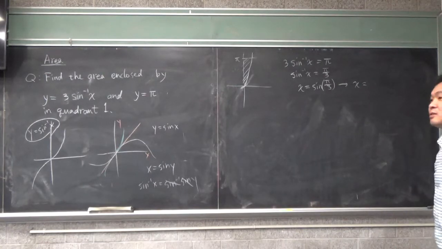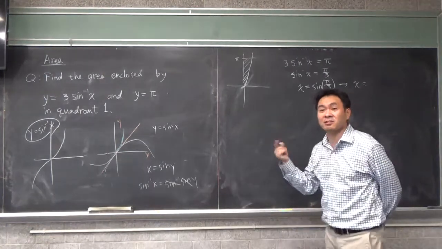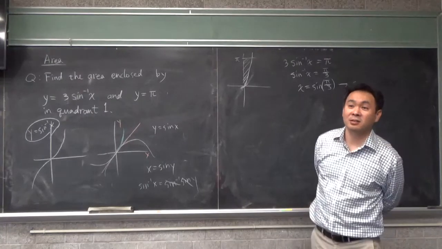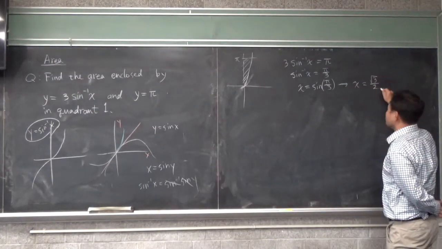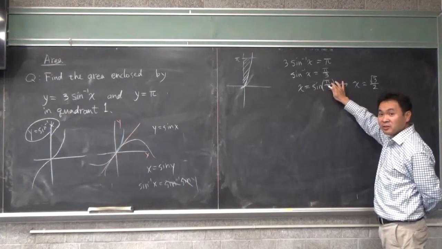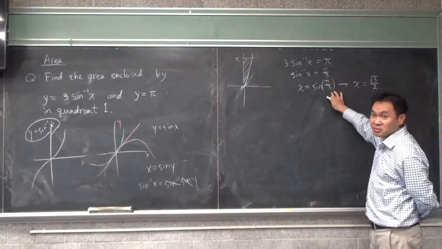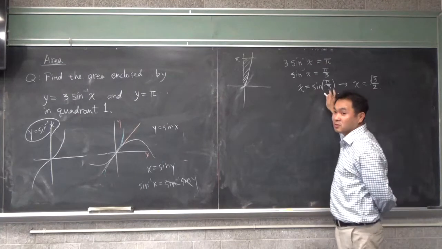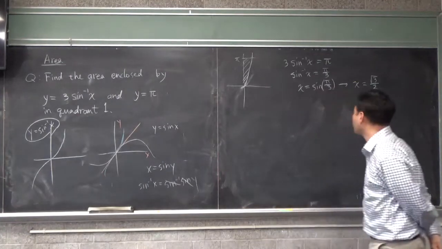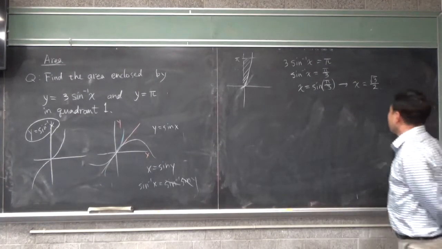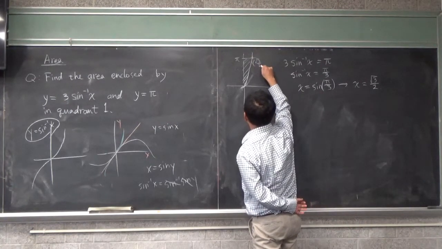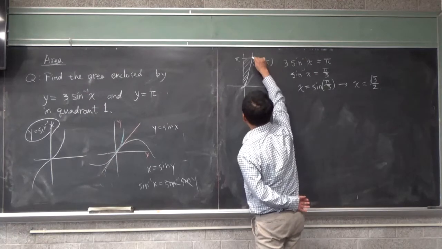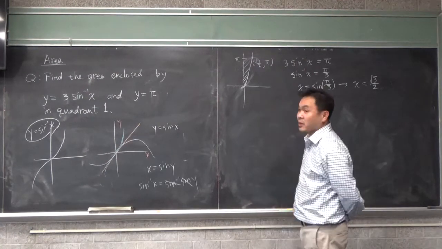Pi over 3 is 60 degrees. Sine 60 degrees is radical 3 over 2, right? Pi is 180 degrees, 180 divided by 3 is 60 degrees, and sine of 60 degrees is radical 3 over 2. So we actually know the coordinate of this, which is radical 3 over 2, comma pi. That's this point, and we're looking for that area.